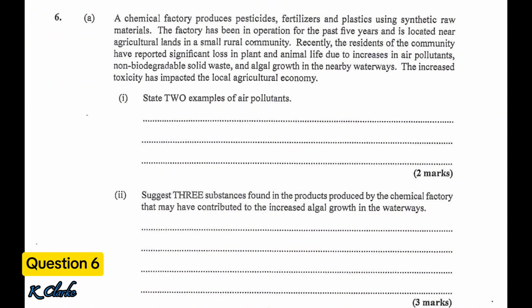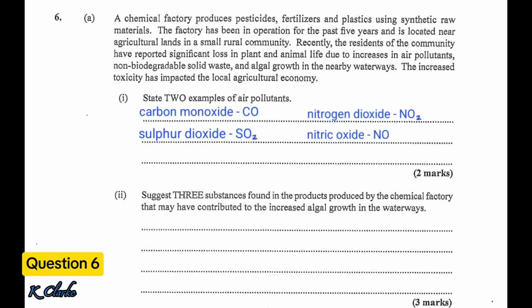Part 1. State 2 examples of air pollutants. Examples include carbon monoxide, CO, nitrogen dioxide, NO2, sulfur dioxide, SO2, and nitric oxide, NO.